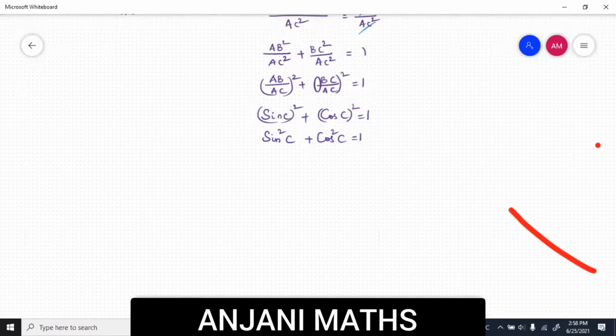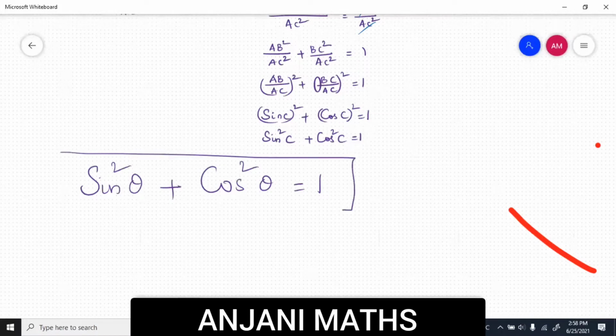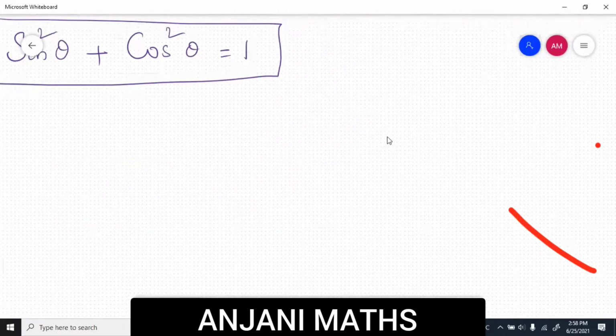So if theta is an angle, one of the angles of a right angle triangle, then sin square theta plus cos square theta is equal to how much? 1. This is the first trigonometric identity. Is it clear? Sin square theta plus cos square theta is equal to 1. Let us move to the next one.